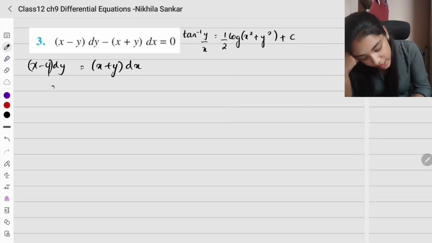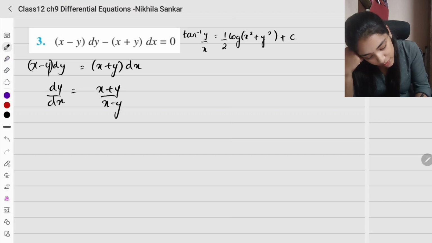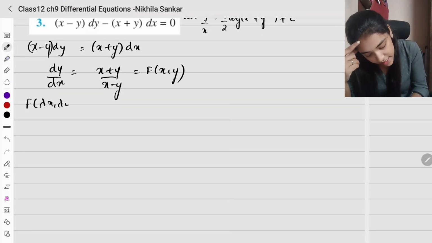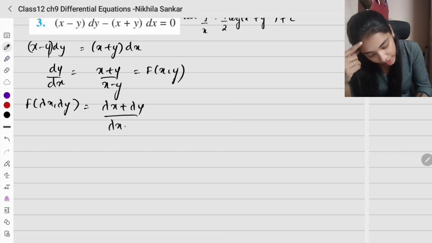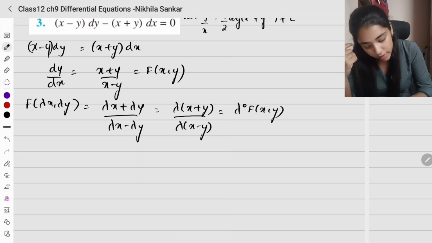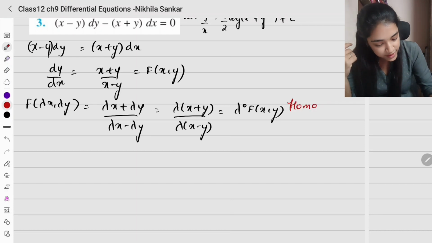I'm taking it to the other side. Now I have dy by dx equals x plus y divided by x minus y. So this is my f of xy. First step: check whether it is homogeneous. So f of lambda x, lambda y equals lambda x plus lambda y divided by lambda x minus lambda y. Taking lambda common, x plus y, x minus y. Lambda gets cancelled. It's lambda to the power 0 of f of xy. So this is homogeneous.